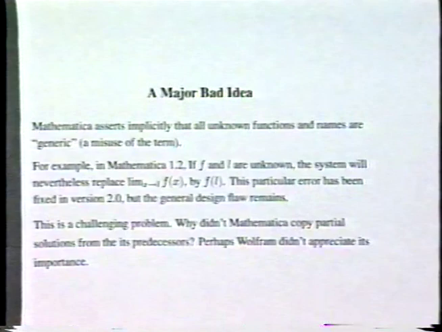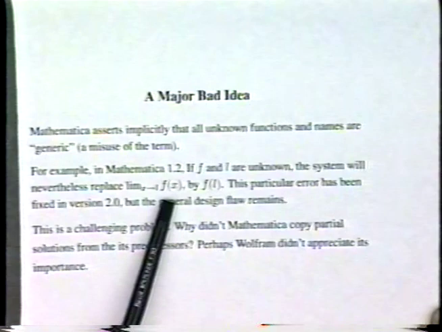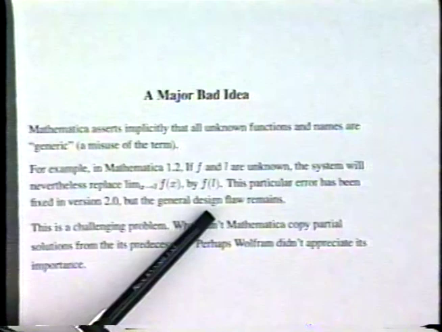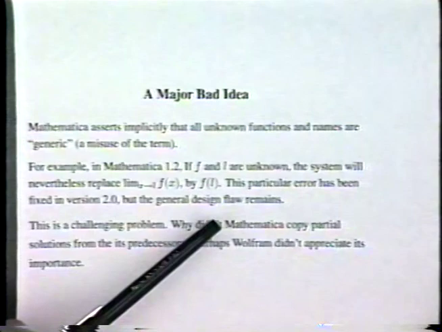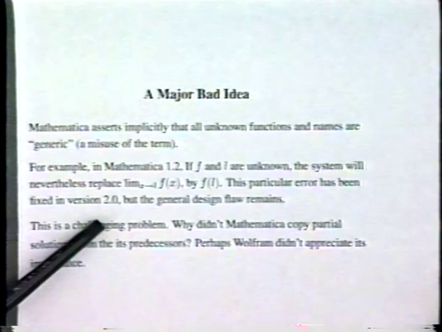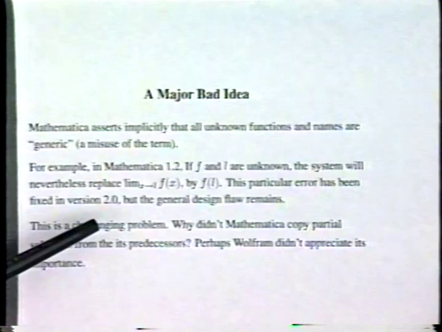So here's an example. In Mathematica version 1.2, if a function f and a value l are unknown, the system will nevertheless replace the limit as x approaches l of f of x by f of l. Now, we learn in calculus, freshman calculus, that the limit often depends on what f and l are. And the interesting problems are those where you can't just evaluate the function at that point. Now, this particular error has been patched in versions 2.0 and later. That is, the limit function has been patched. But every other place in the system that I've encountered it, it's still there.